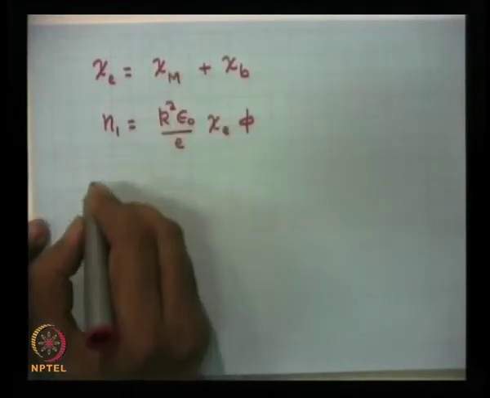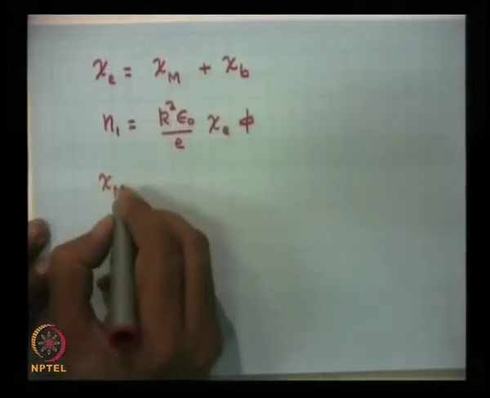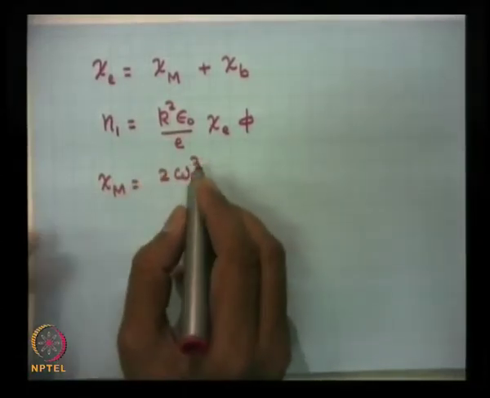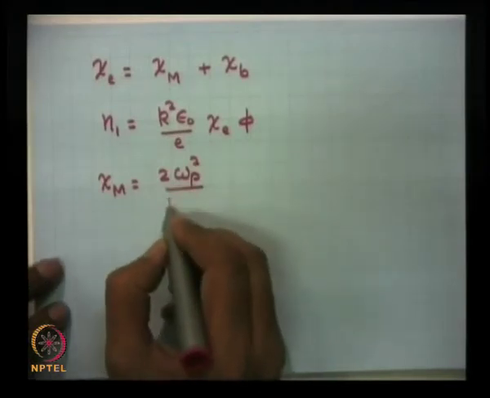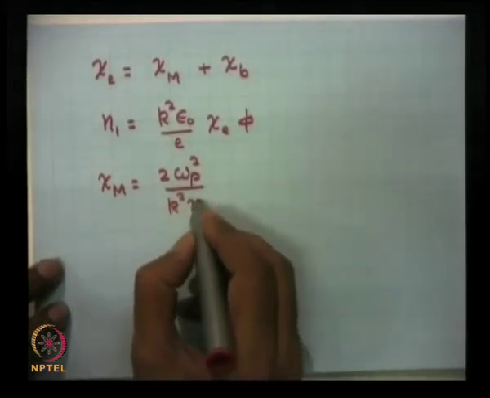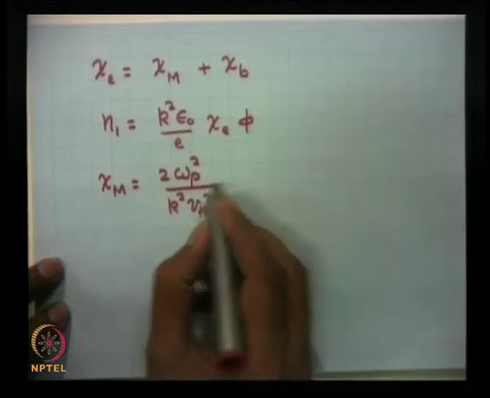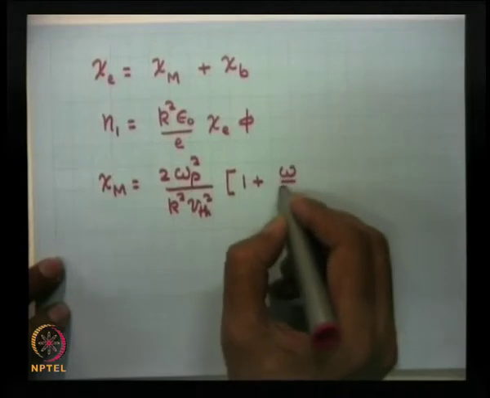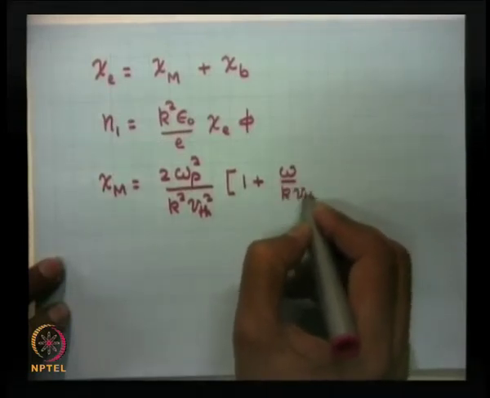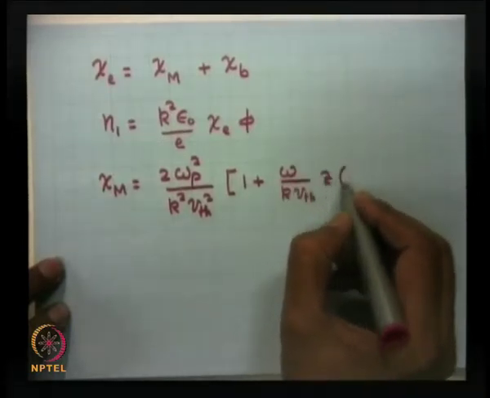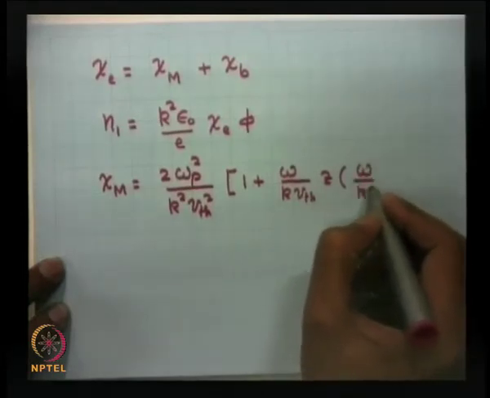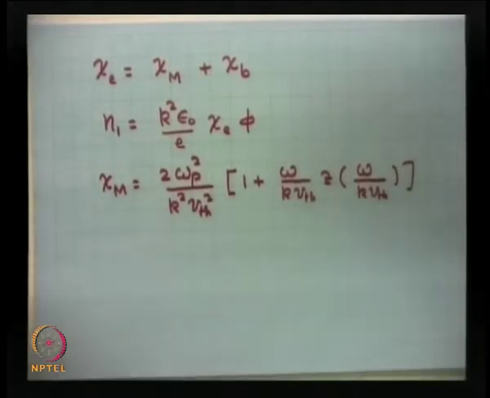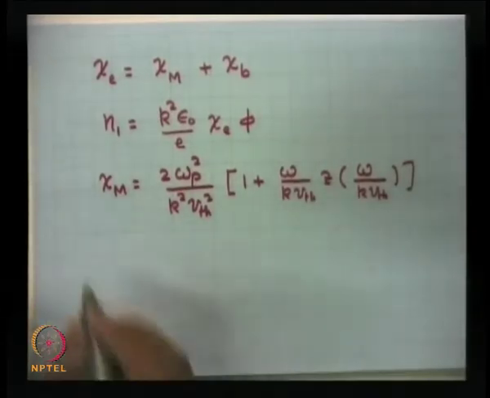Chi m is the same expression as before, which is 2 omega p square divided by k square V thermal square into 1 plus omega upon k V thermal, Z function of omega upon k V thermal, whereas chi b is different.